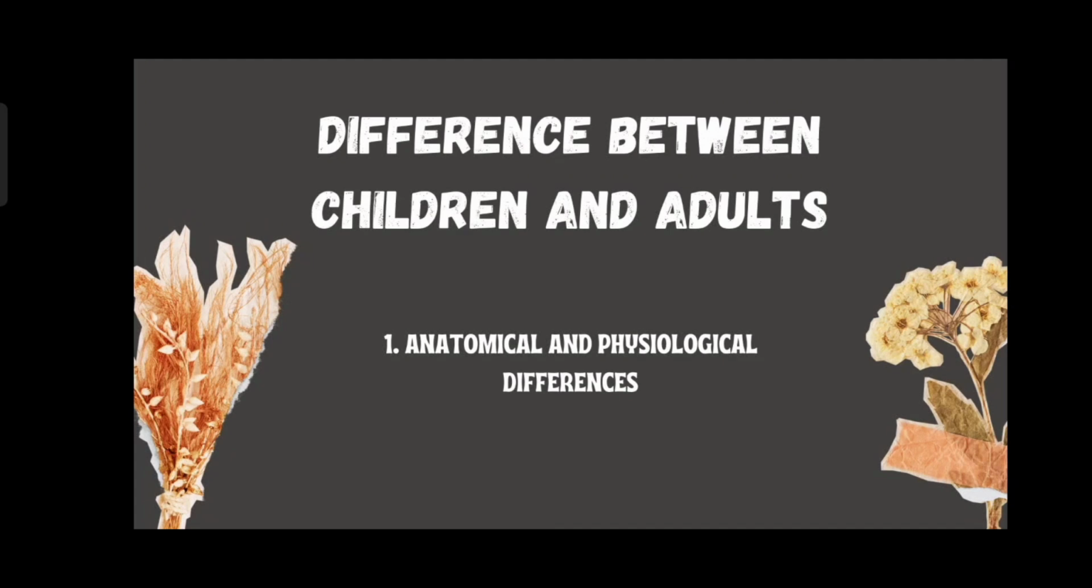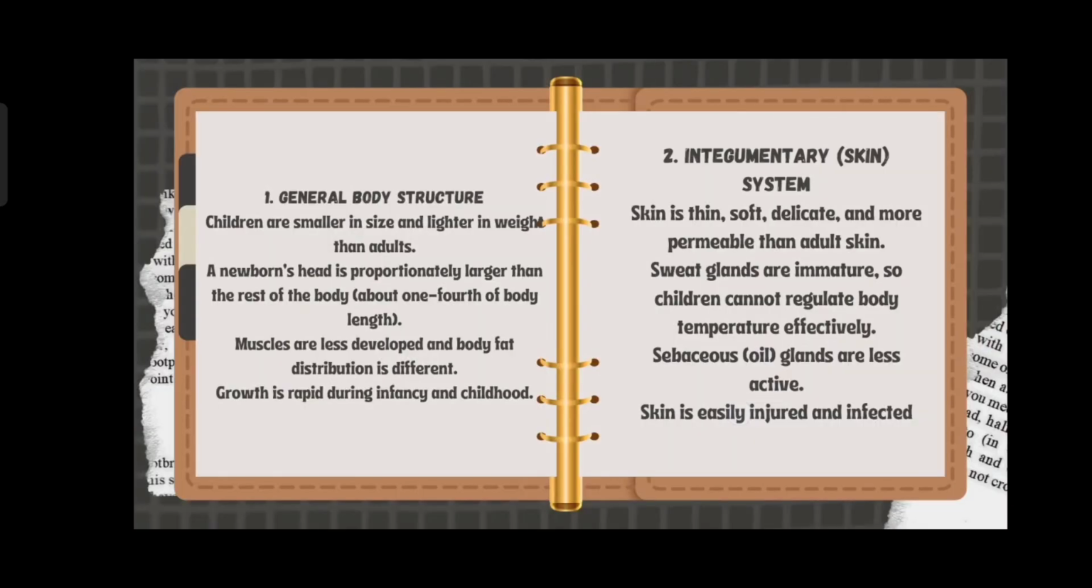So first we are going to see about the anatomical and physiological differences. Under the anatomical and physiological differences, first one is general body structure. In that the children have smaller size and weight than the adults. And also the newborn's head is larger than their body. Then their muscles are less developed and also their body fat distribution is different.